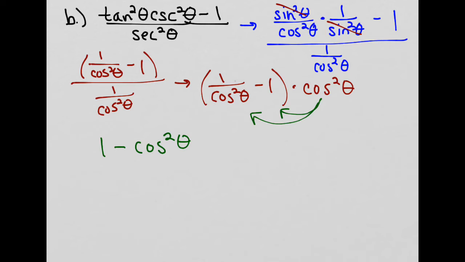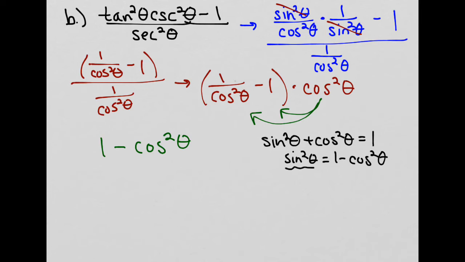And if we look back at our Pythagorean identities, recall that sine squared plus cosine squared is equal to 1. So if you subtract that cosine squared over, you get that 1 minus cosine squared is equal to sine squared. So here we can rewrite 1 minus cosine squared as simply sine squared theta.